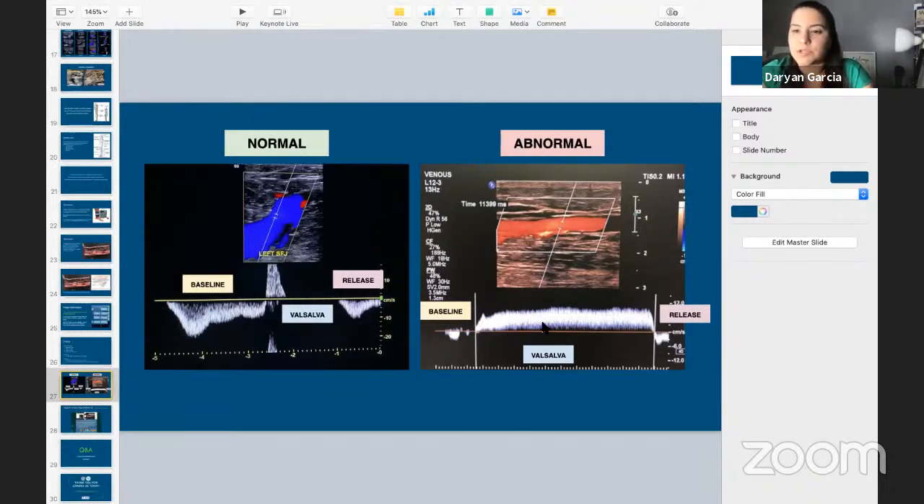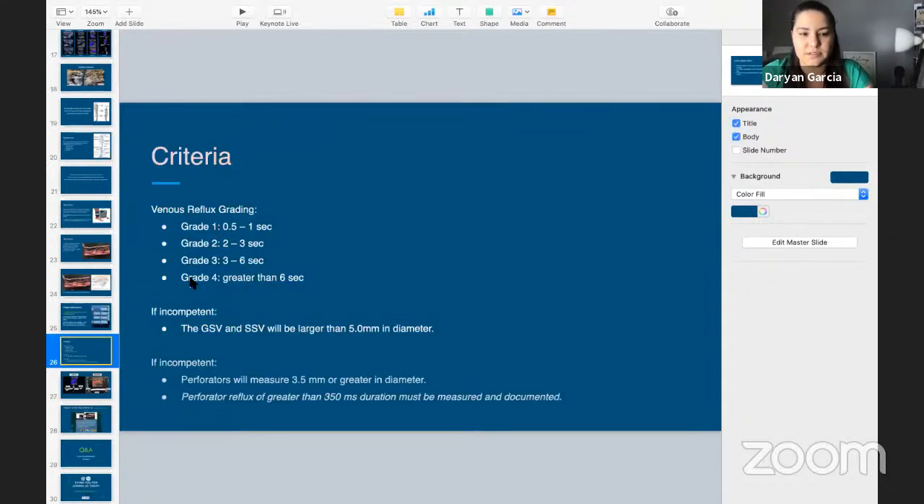So that's why you want to make sure that your sweep speed is as slow as possible when you have a positive case. That way you're able to fully take advantage of that feature and measure the true severity of the case. Then when they stopped, it released here. So that's a really bad venous insufficiency case. If we look back to our criteria, a grade 4 is something greater than 6 seconds, and that one was double the 6 seconds.